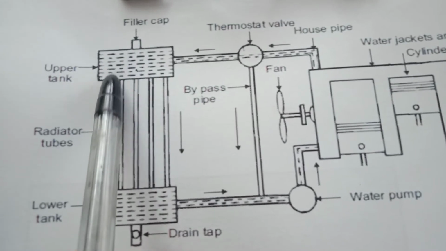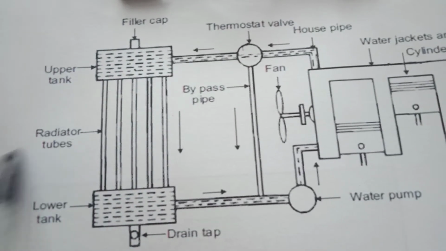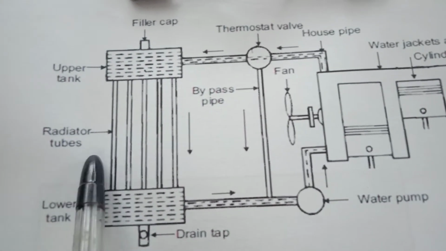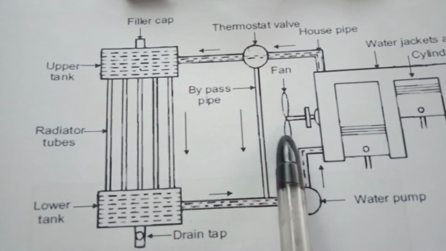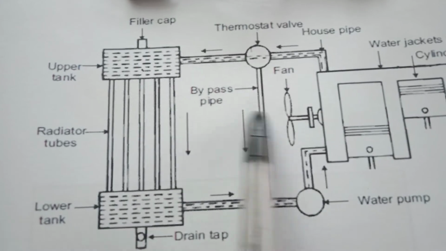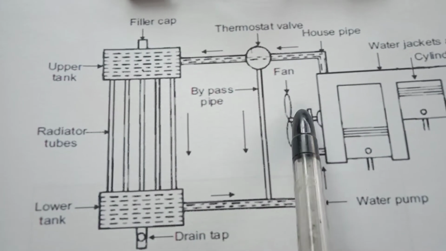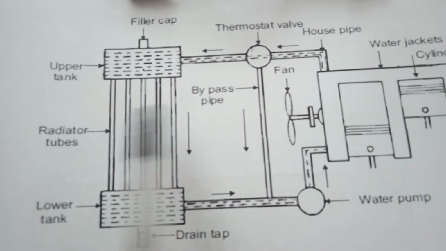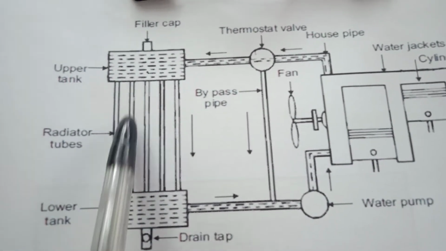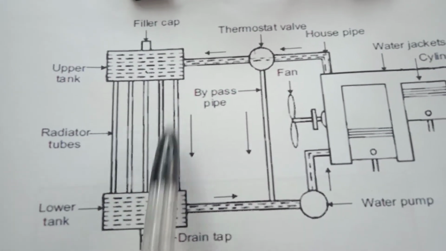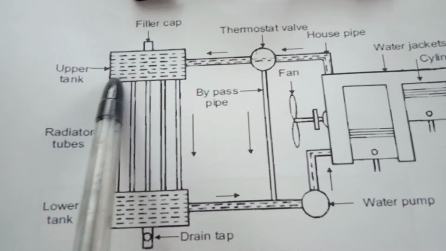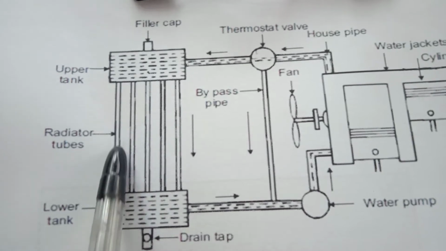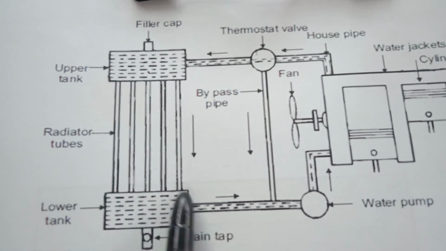These are very small tubes. When this water comes to these small tubes, there is a draft of air like this, because of this fan, which sucks the air. This fan is connected to the crankshaft, so when it rotates, it sucks the air, and due to the movement of the air, these lines will be cooled down. Due to this, the water present inside will also cool down, and this cooled water will settle down in the lower tank.